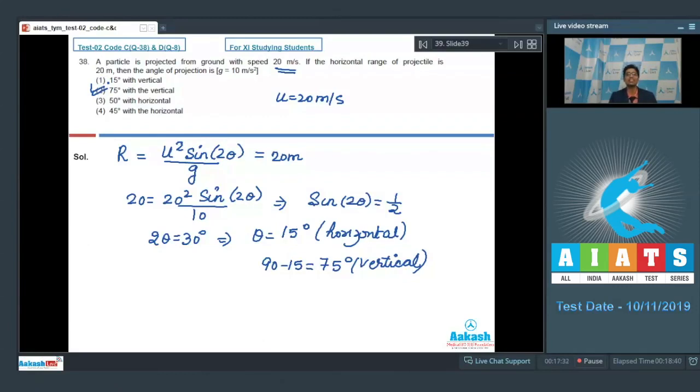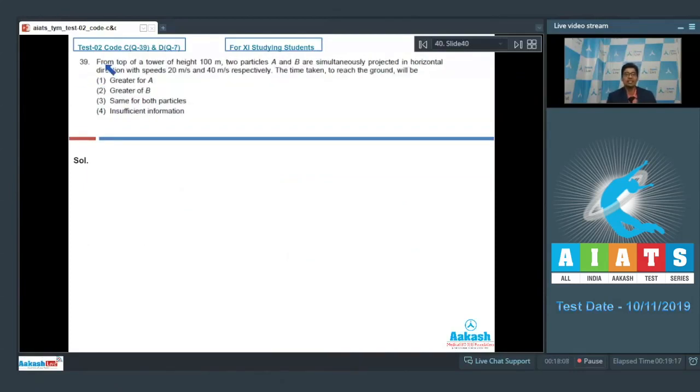Now, let us proceed to the next question, which is question number 39. Question number 39 says, from top of a tower of height 100 meters, two particles A and B are simultaneously projected in horizontal direction with speeds 20 meters per second and 40 meters per second respectively. The time taken to reach the ground will be. Now, dear students, it is given that the height of the tower is 100 meters.